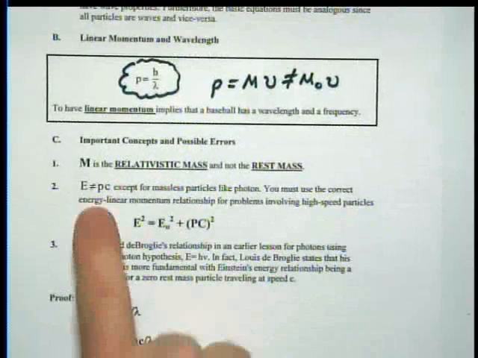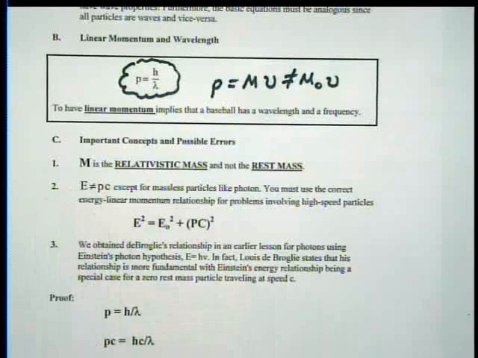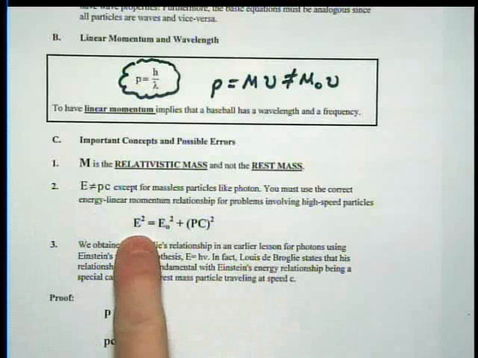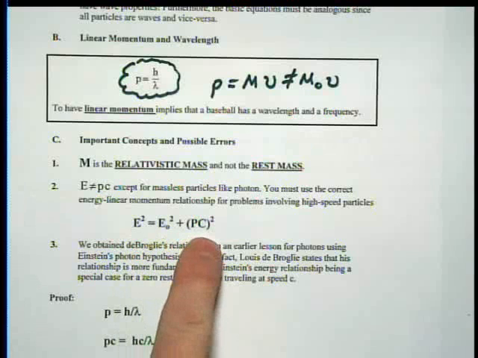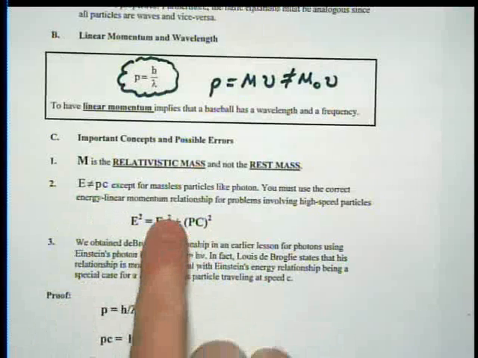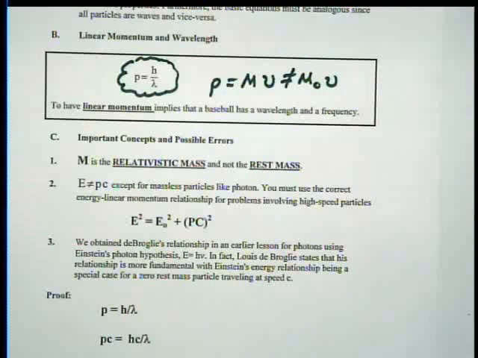Further, the energy is not Pc. That's for a photon. What is true is this: the energy squared of a particle is E naught squared, the rest energy squared, plus Pc squared. This is always true. That only occurs when this is 0, and that means it has no rest mass. Electrons have rest mass. They have rest energy.